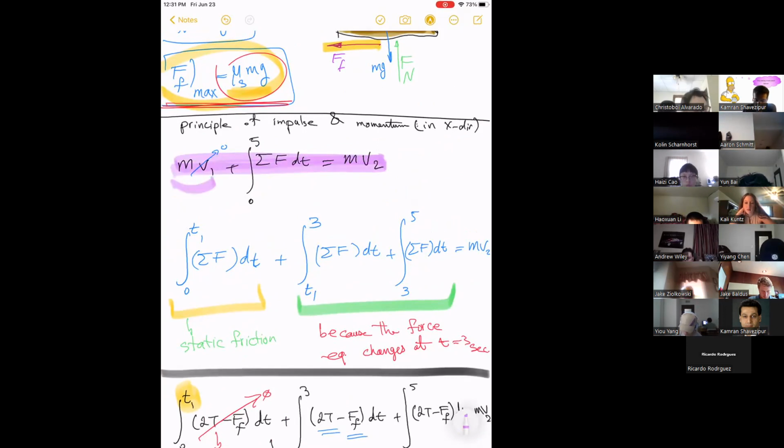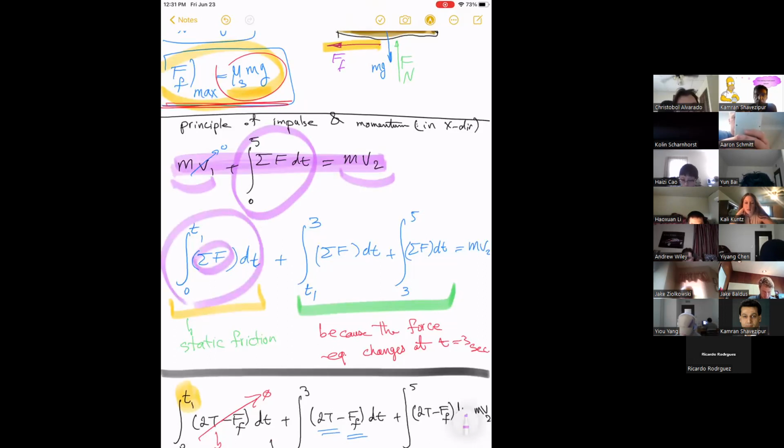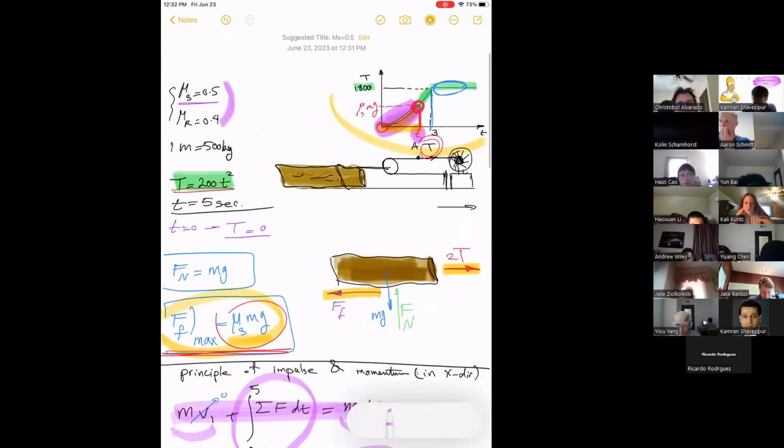Initial momentum, final momentum, all external forces acting from 0 time to final time. Remember, this integral is 0 because the summation of forces in this period of time is 0, and the rest are not, which is fine, right? We just separate it. We had to separate from 3 to 5 because you had 2 equations for that.